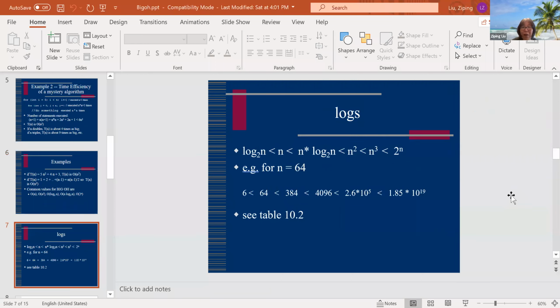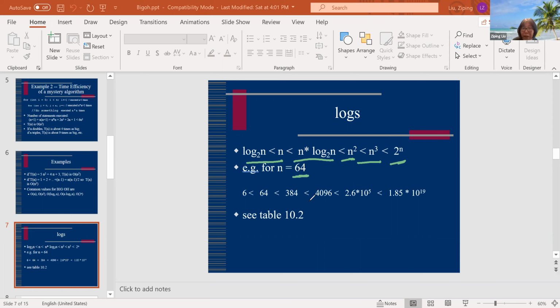Regarding the comparison, if you draw the curve, you will find log n is faster than linear. Linear is definitely faster than n log n. N is faster than n squared, which is faster than n cubed. 2 to n is very slow, and we can see it quite clearly.